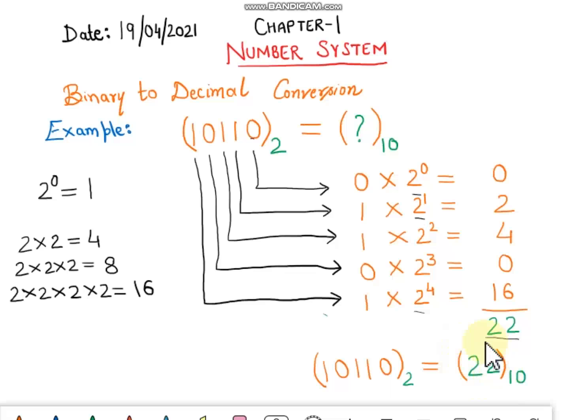Now my dear students, I have written for your reference some maths formulas that will be used in this. For example, 2 raised to power 0 is always 1. So whenever you get 2 raised to power 0, the value is 1. 2 raised to power 2 means multiply 2 two times, that is 4. 2 raised to power 3 means multiply 2 three times, that is 8. And 2 raised to power 4 means multiply 2 four times, that is 16.